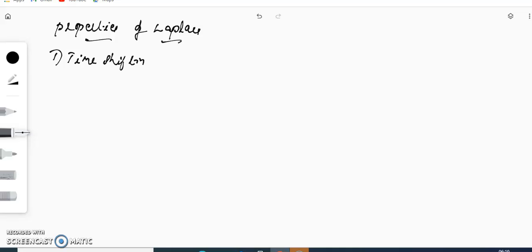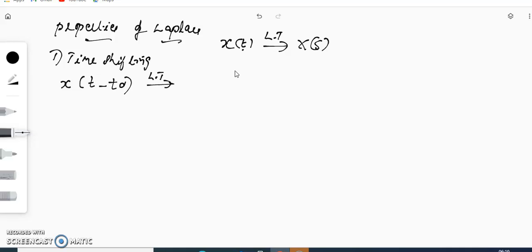Time shifting means we know that the Laplace transform of x of t, you will call it as x of s. So, when you shift this time, that is x of t delayed by a factor t0, that is x of t minus t0, its Laplace transform is simply equal to x of s itself, multiplied by e raised to minus s t0. That is, minus t0 will result in a multiplication with e raised to minus s t0 in the s domain.